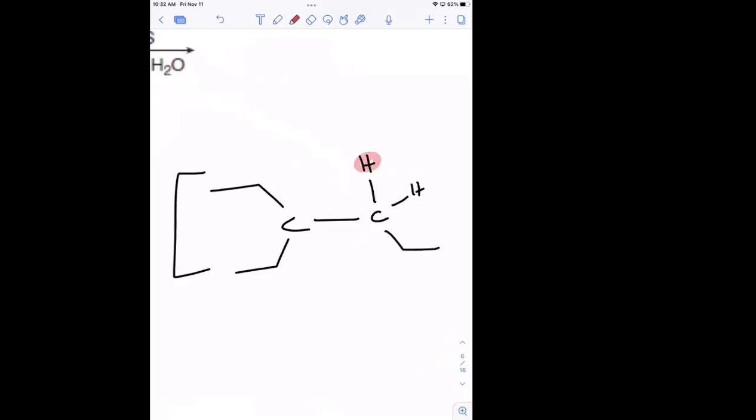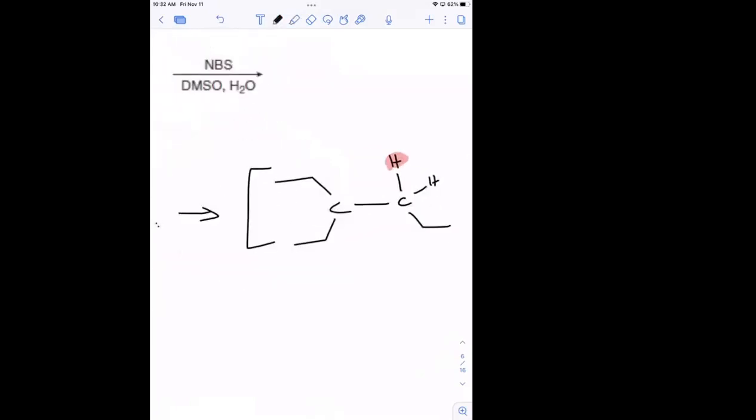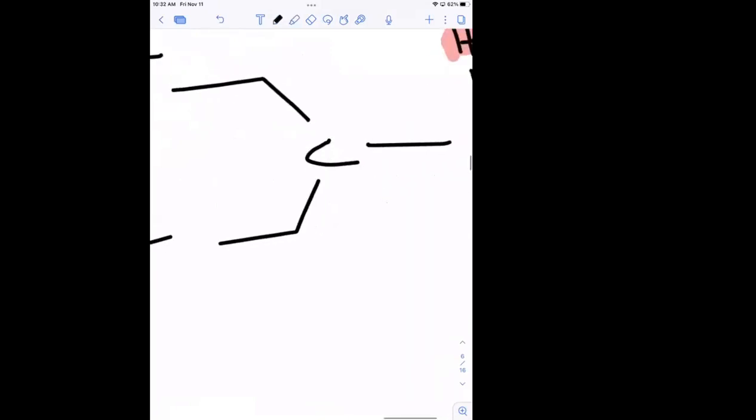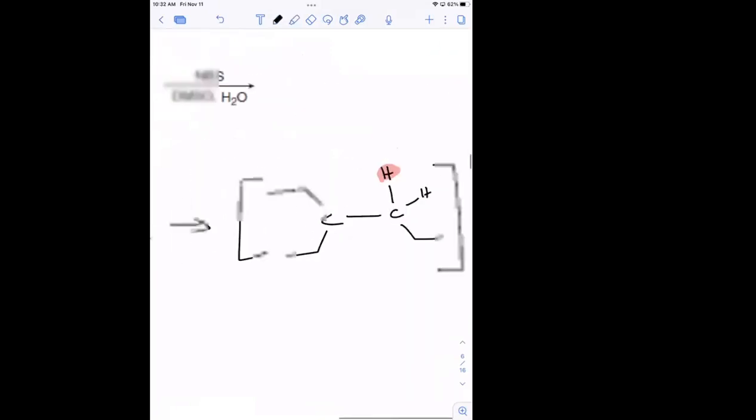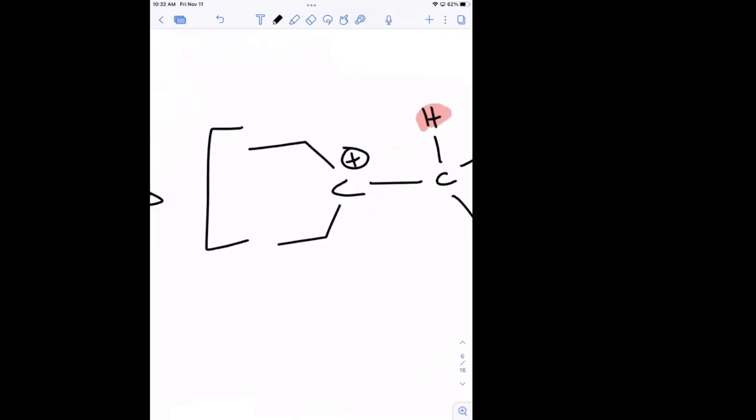So let's say this is the hydrogen that came from chlorine, from the HCl, right? And this is my intermediate, and I'm going to put a plus charge on this part. If I broke that pi bond, all of your additions of HX to an alkene are going to go through a carbocation intermediate.